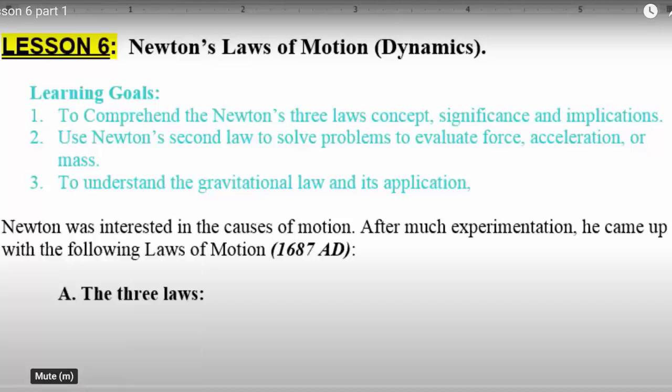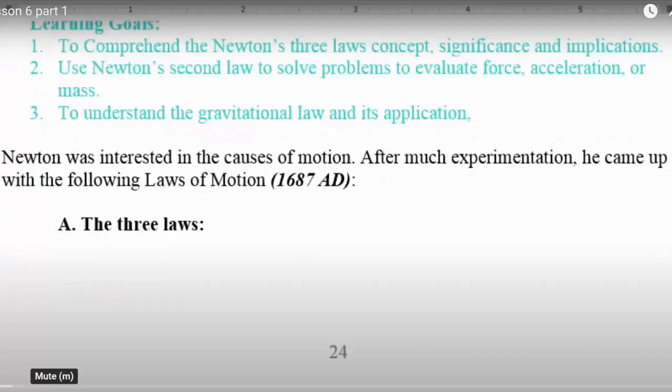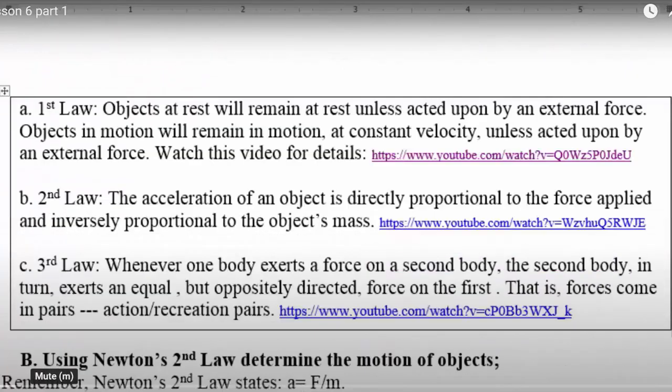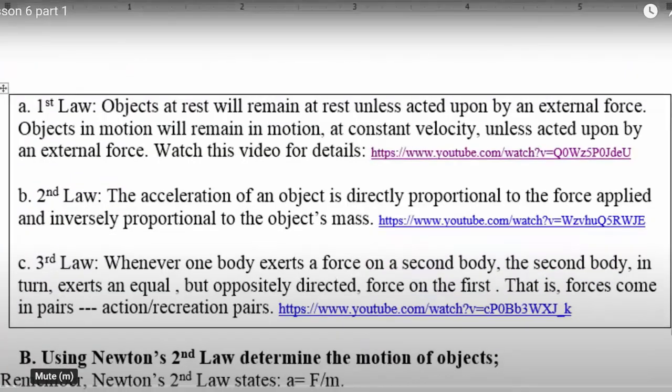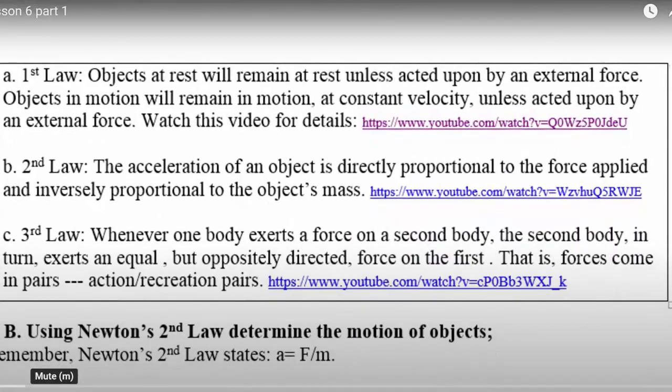Hello everyone. Lesson number 6 is about Newton's laws of motion, and here we start talking about the dynamics part. The dynamics part is concerned with the cause of motion and how objects change their state of motion. The most famous laws of mechanics that are pertinent to motion are Newton's three laws, which are known as the laws of motion. We're going to talk about each law and what it means.